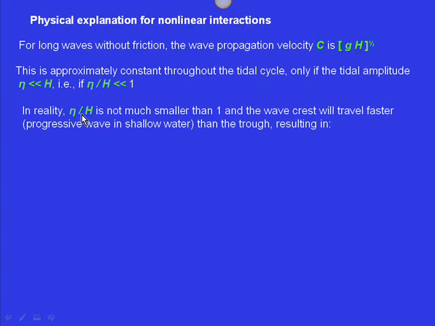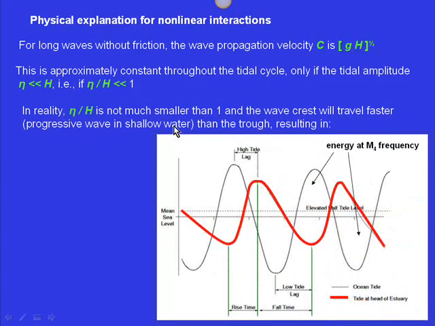So in reality, eta over h in many estuaries is not much smaller than 1, and the wave crest will travel faster than the trough. This is for a progressive wave in shallow water. So that will produce, this is like the example, which example in France that I showed you at the beginning of class? There you go. So you can see that this is not from Le Giron, but it's from somewhere else.